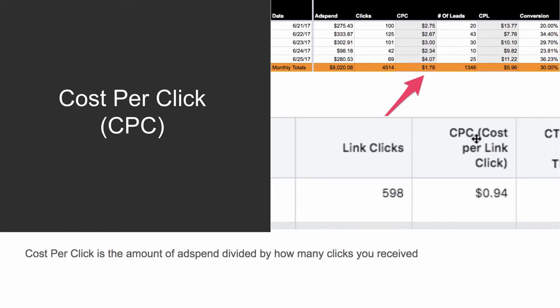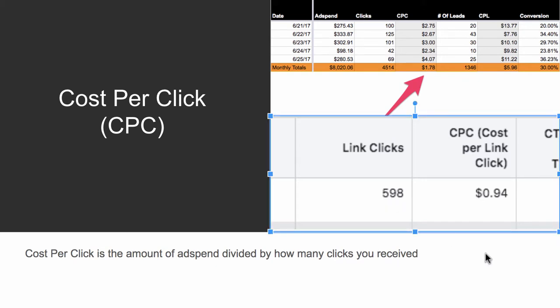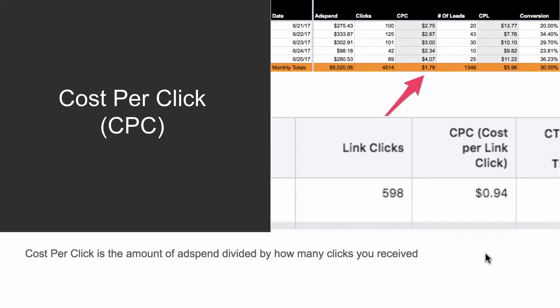Now down here, you're also going to be able to find this information in your Facebook ads dashboard. So down here, we see this campaign has 598 clicks and a cost per click of 94 cents. So that's just a micro conversion there. How many people are clicking through your ad?